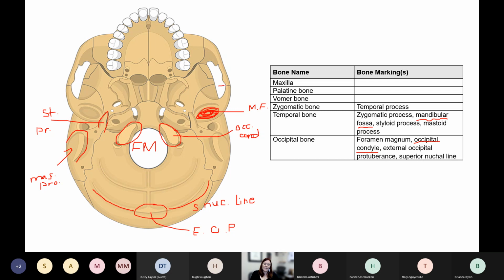And from this view, we can see very clearly that there are two parts to your cheekbone. Remember that since I'm here in the back, this is the temporal bone, which means it's got the zygomatic process on the temporal bone. And up in the front here, we've got the temporal process of the zygomatic bone.